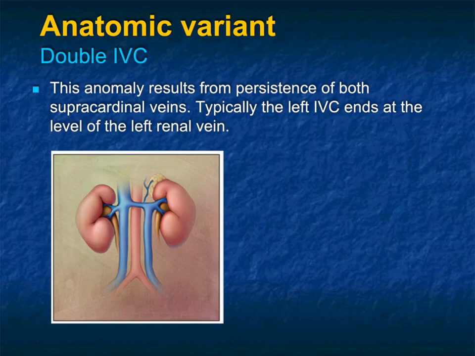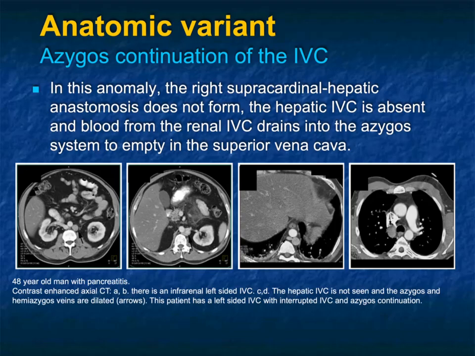Double IVC, the anomaly results from persistence of both supracardinal veins. Typically, left IVC ends at the level of the left renal vein. Again, usually very nice symmetry as you track downward. Typically, particularly on contrast studies, it's no problem. Again, the thought of confusing it with adenopathy is a consideration, but usually it's not going to be a problem because both components are fairly symmetric.